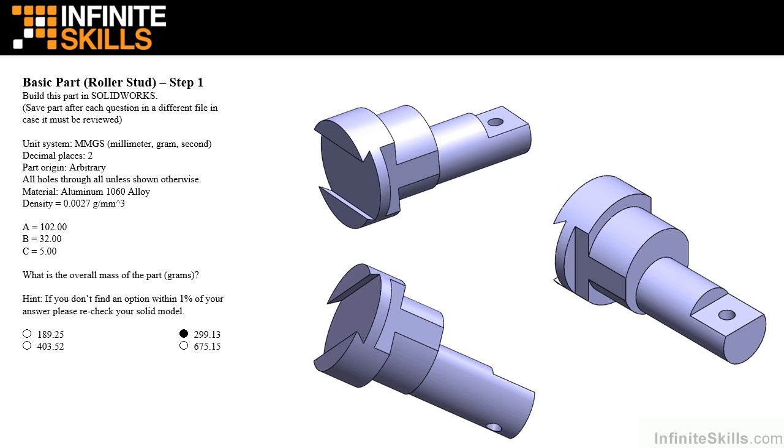So let's do that. On this first screen, we see we are modeling the basic part called roller stud, and this is step 1. The directions tell you to model the part in SOLIDWORKS and to save the part after each question in a different file in case it must be reviewed later. This is also good practice in case of a computer crash.